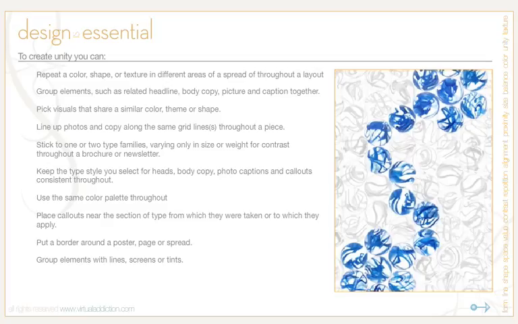You could stick to one or two type families, varying them only in size and weight for contrast throughout your brochure or newsletter. You could keep the type style that you selected for heads and body copy and photo captions and callouts consistent throughout the layout. You could keep the same color palette throughout. You could place callouts like quotes or sentences that summarize a piece, or pull quotes, near the section of type from which they were taken or to which they directly apply. You could use a border around a poster, a page, or a spread, and you could group elements with lines, screens, or tints.